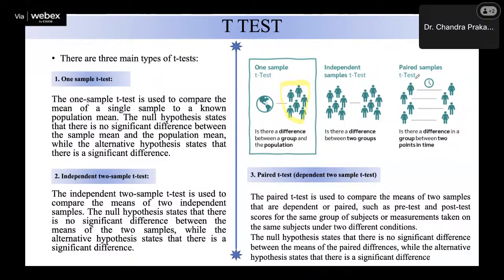And the paired sample t-test asks: is there a difference in the group between two points in time? For example, I consider a diabetic foot ulcer population.